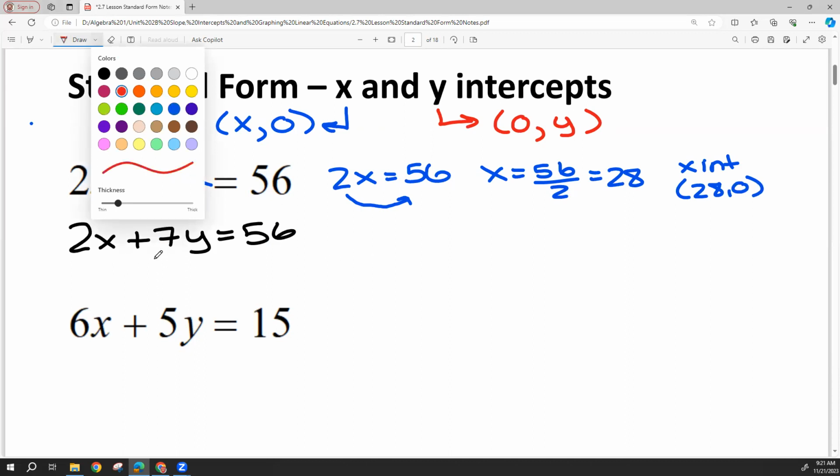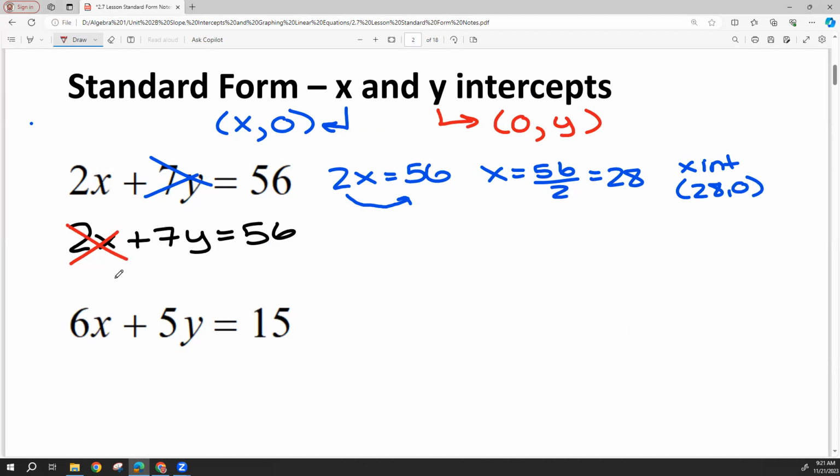To find my y-intercept, I'm going to do the opposite. I'm going to cross out my x term, because if I plug 0 in for x, then I'm going to get 2 times 0, which is 0, and this thing is going to go away. And so now I'm solving this equation. 7 is multiplying y, so when I bring it over, we are going to be dividing by 7. And I get 8, and therefore my y-intercept is 0, 8.